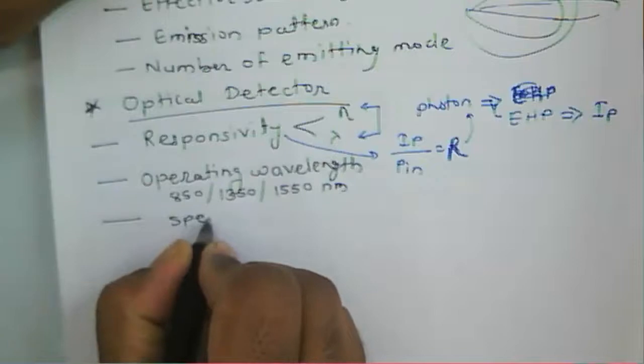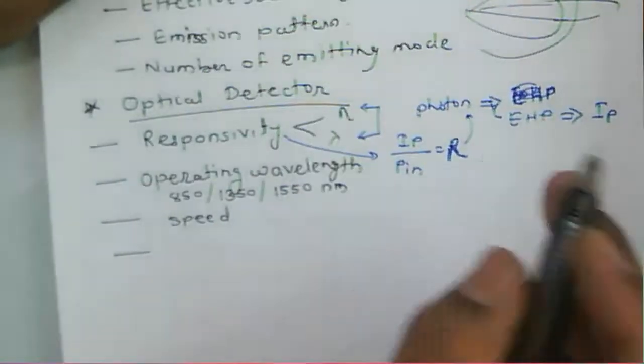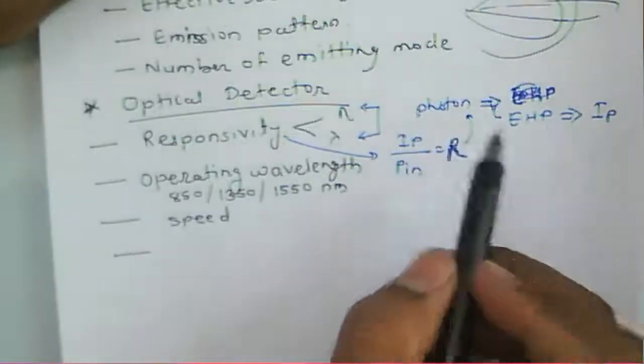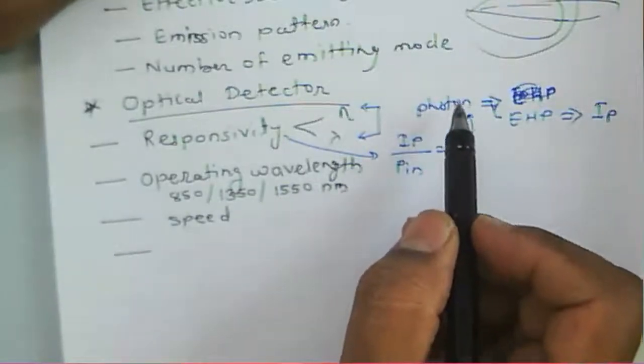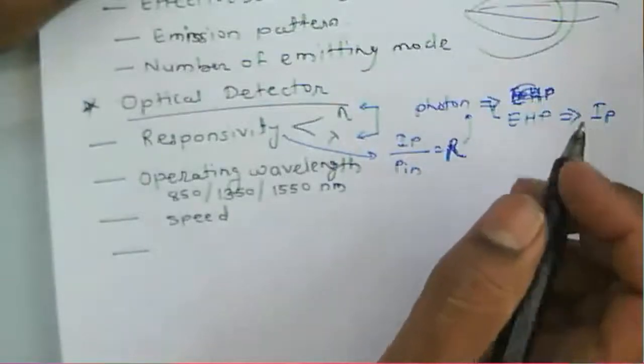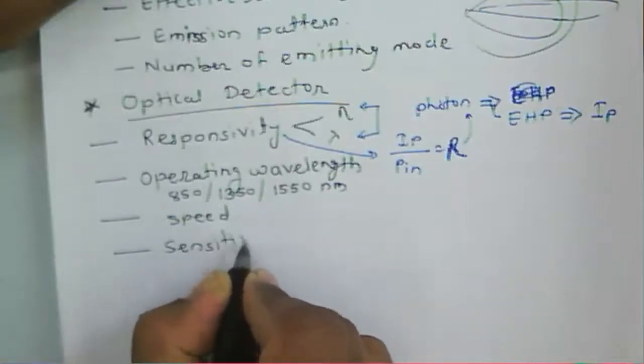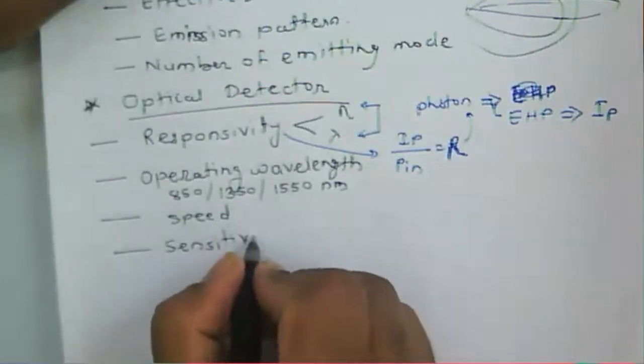And then next is speed, that is the conversion of that particular photon to an electron hole pair so that we get the current. That is nothing but the speed. Then sensitivity.